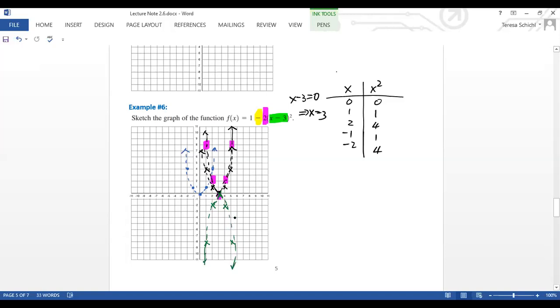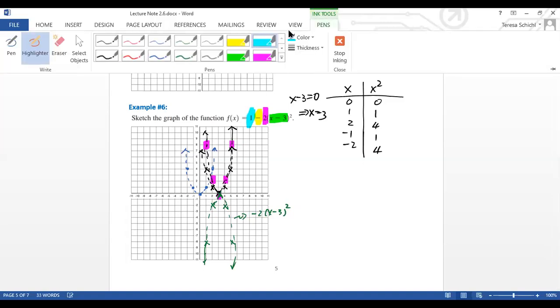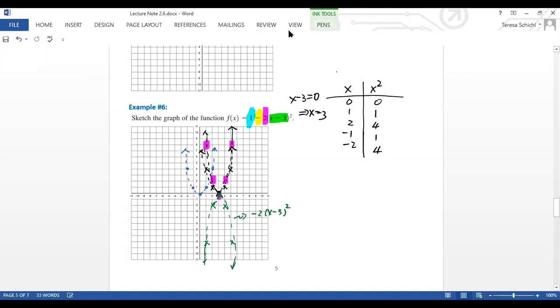So now this one here is all the way to -2(x - 3) squared. Okay, so my final one here. What is my final one here? I need to add 1. So what does that mean? That means go up one, right?